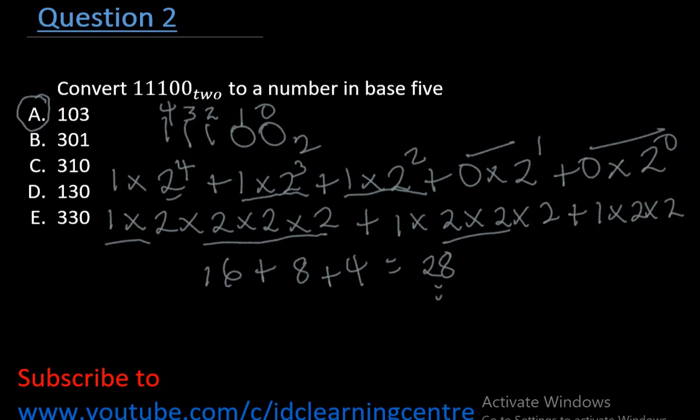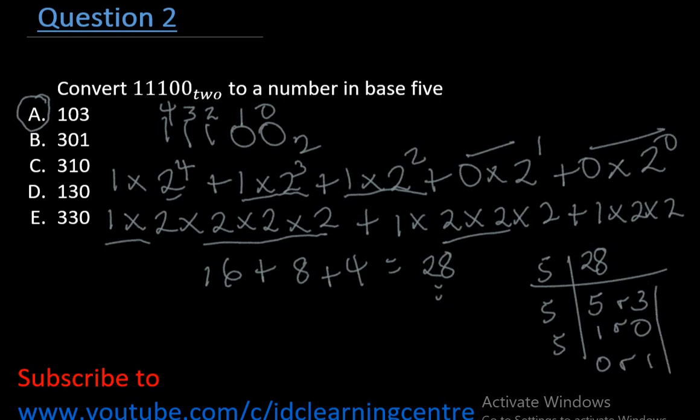Since I've converted to base 10, the next thing we need to do is now to change from base 10 to base 5. To do that, we'll divide 28 by 5. 28 divided by 5 is 5, which is 25, remainder 3. 5 divided by 5 is 1, remainder nothing, 0. Then 1 divided by 5 is 0, remainder 1. We count from down up. So this will give me 103 now in base 5. So the correct answer is A.